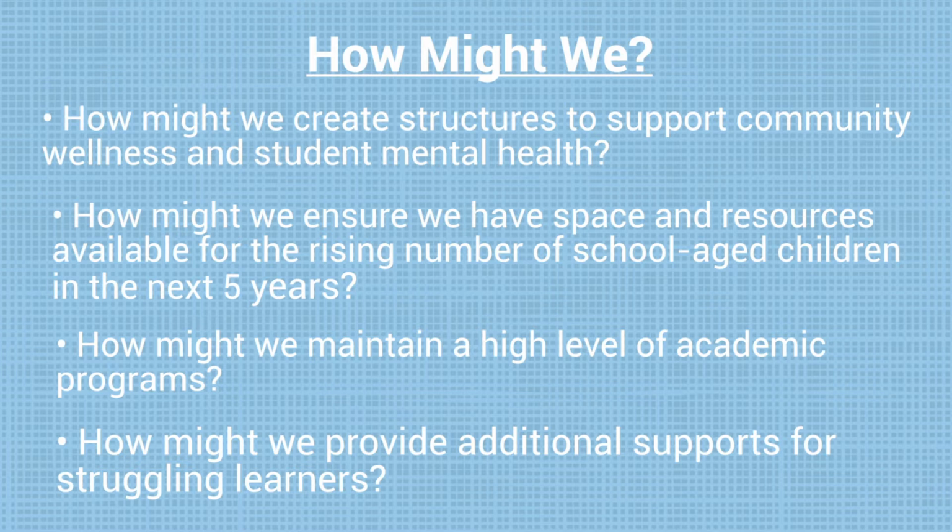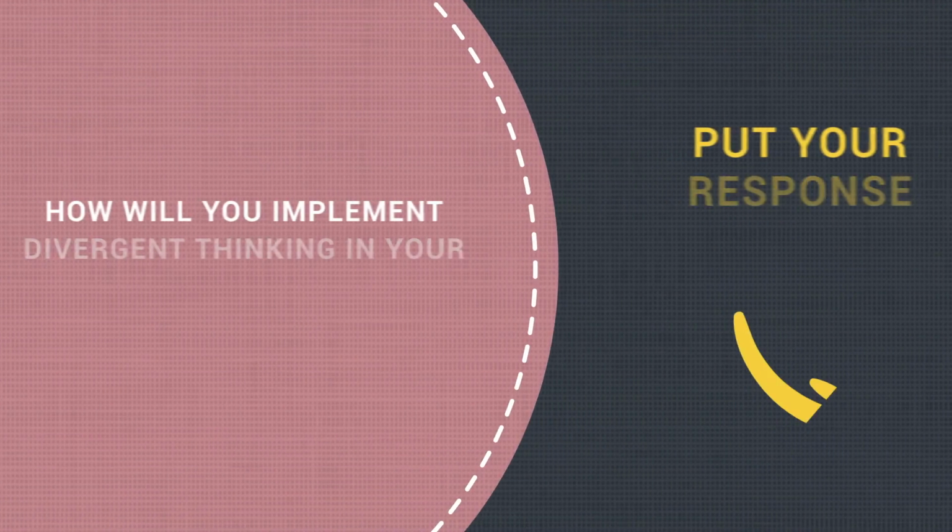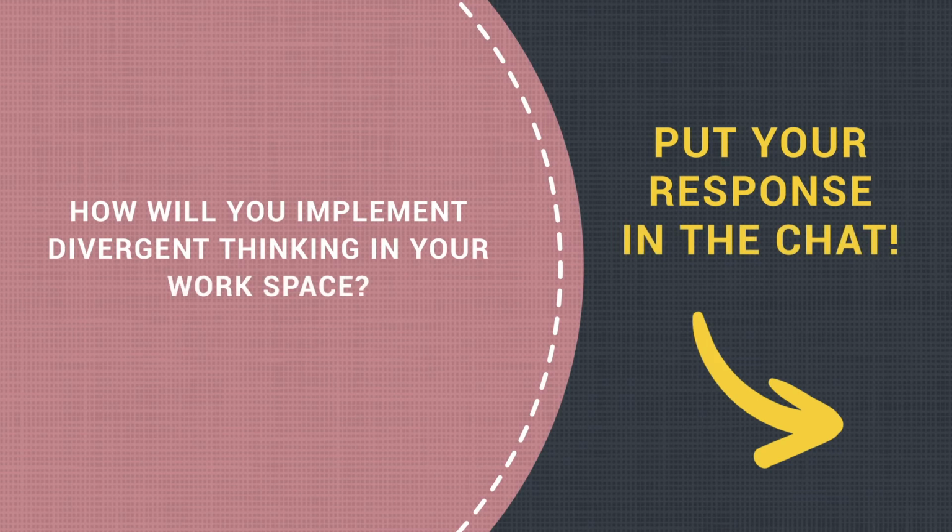Hopefully, at this point, you have your "how might we" questions and you've encouraged the wild brainstorming from your community and your teams, and you have an overwhelming number of ideas. With all of that in mind, my question for you is this: how will you implement divergent thinking in your planning process?